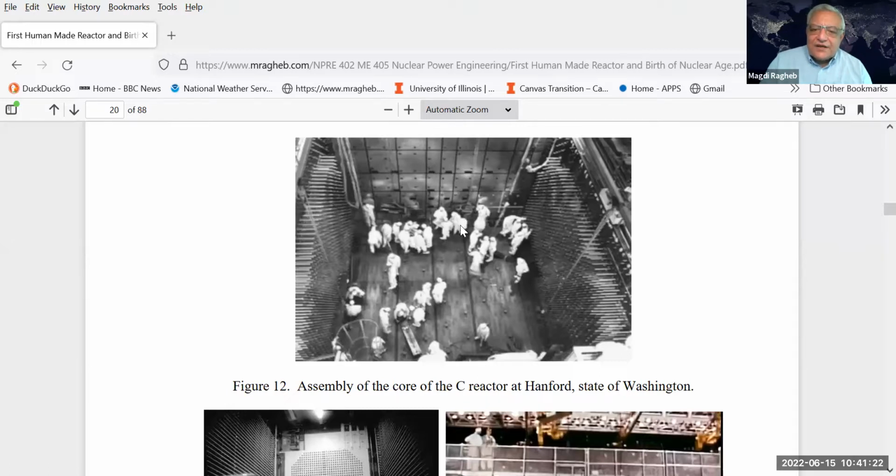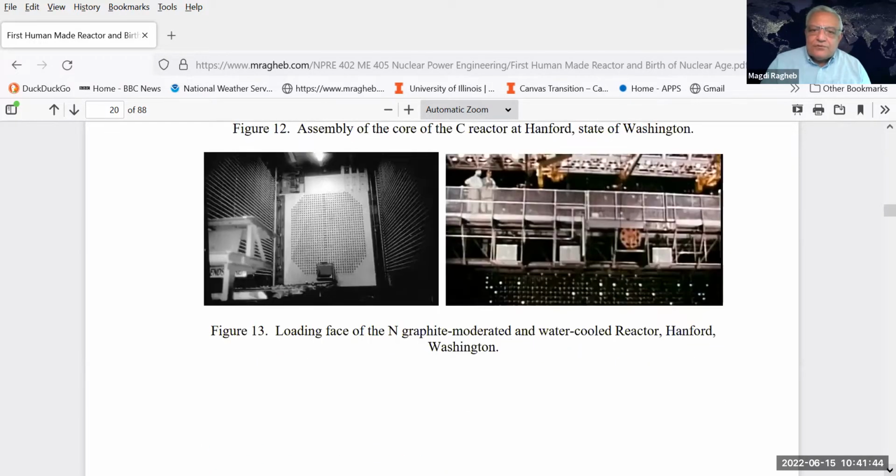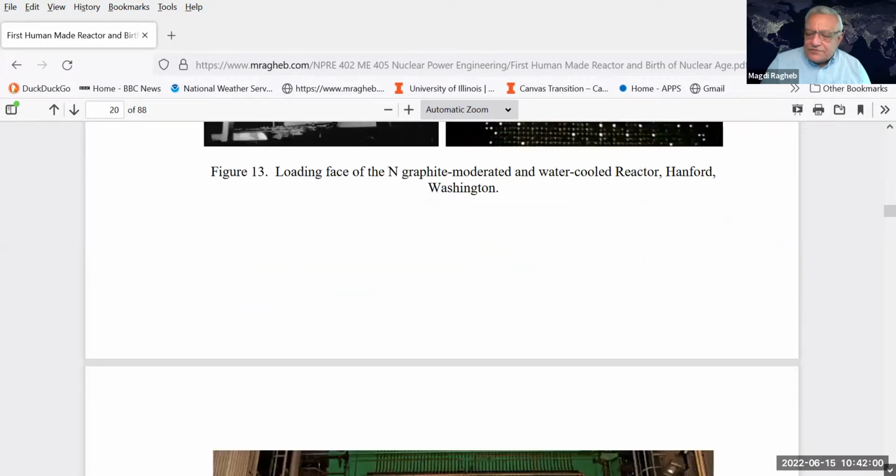So this is the C reactor at the site of Hanford in Washington. Notice that the Chicago Pile #1 with a ½ watt of power did not need any cooling. The X10 reactor needed air cooling. This reactor at Washington needed water cooling because of the tremendous amount of heat they produce. In the end, the face of the reactor looked with horizontal tubes shown here. This is the N graphite moderated and water-cooled reactor. You could see it's the same shape as the X10 reactor, but producing much greater power.